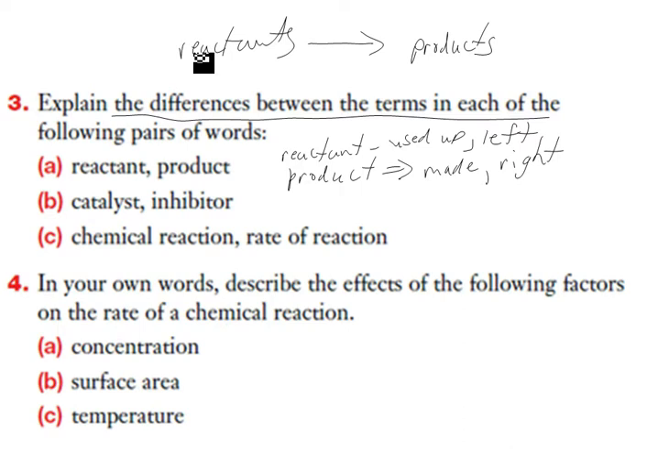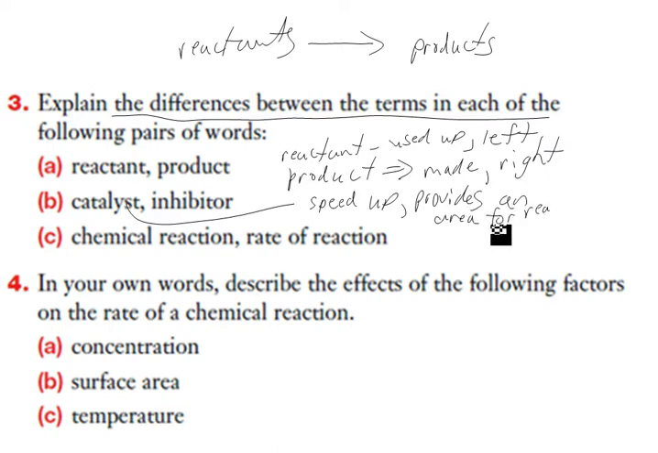A catalyst. A catalyst is a substance that helps speed up a chemical reaction. It provides an area for reactants to join quickly, whereas an inhibitor slows down chemical reactions.